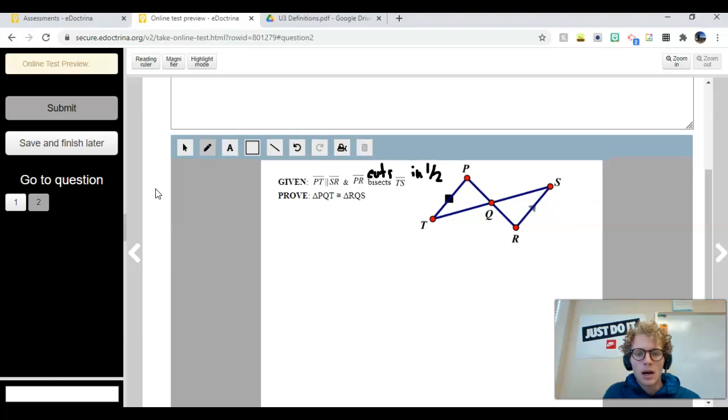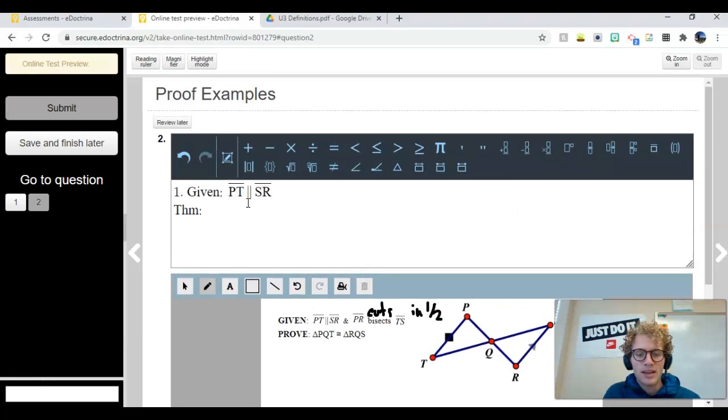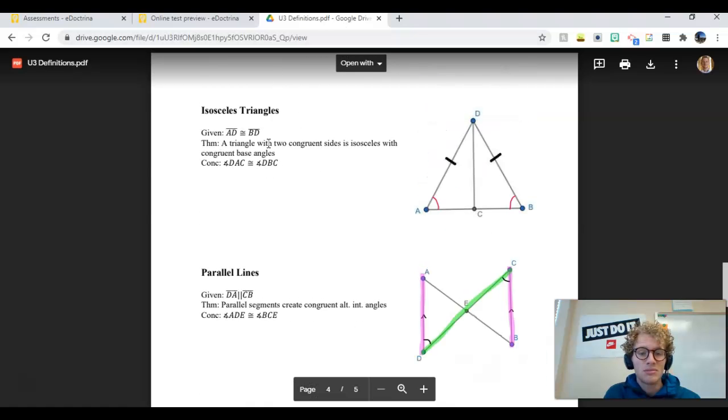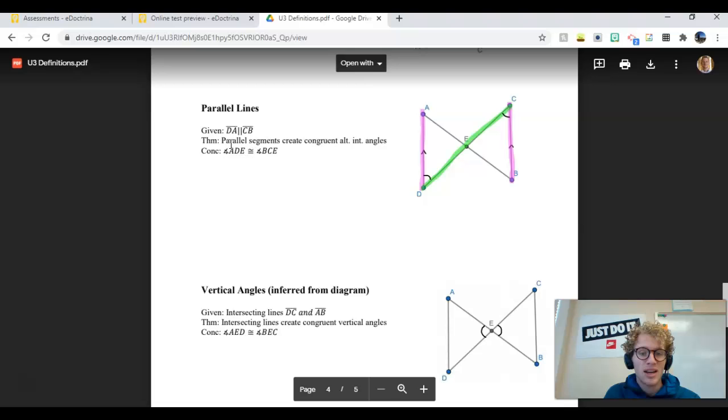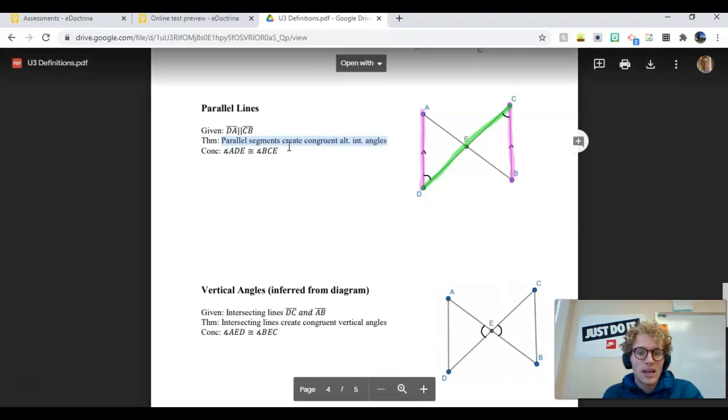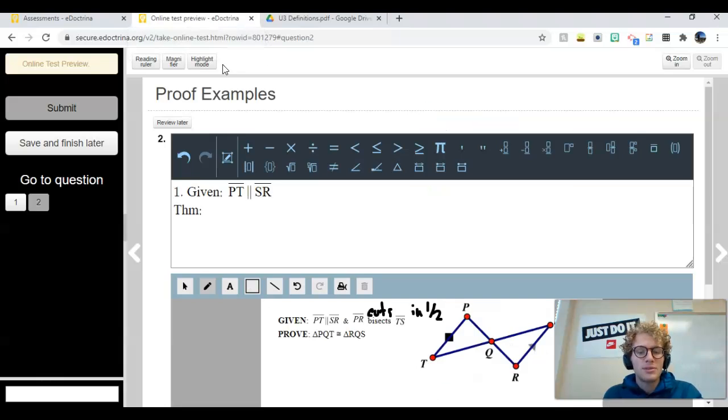So, I've gone ahead and written my first given. I could tell because it was the first given that was given here. These two lines right here mean parallel. So I'm going to go over to my definition sheet and look for parallel lines. I scrolled down, I found parallel lines, and I'm going to copy that theorem. Again, you can't copy the angles because these letters are going to be different. So some thinking does have to be done here, but you can copy the theorem.